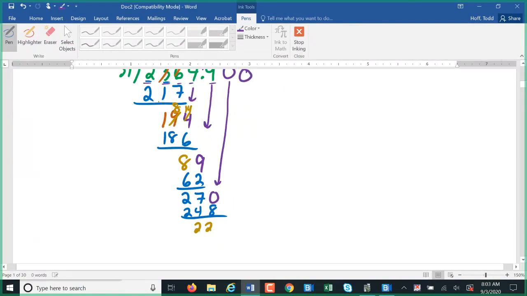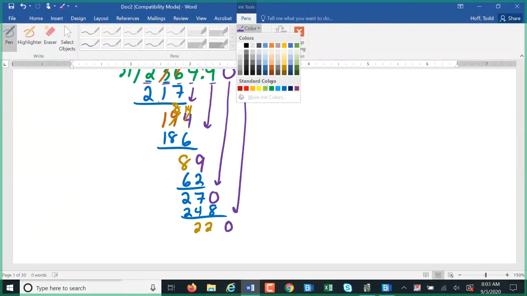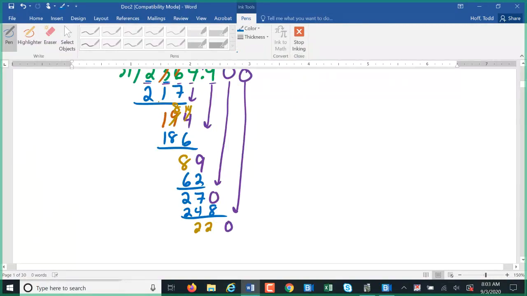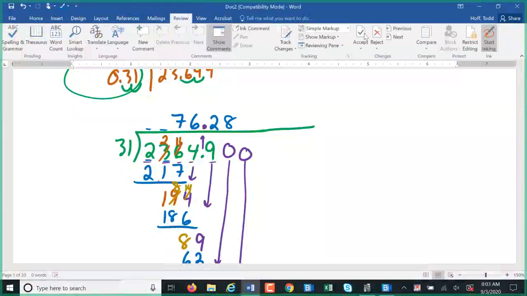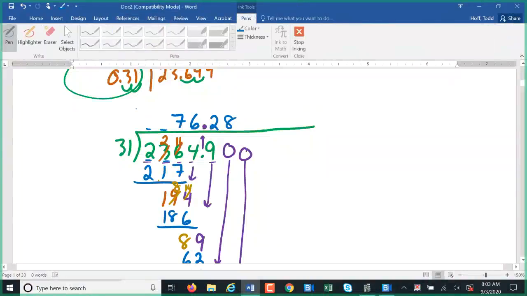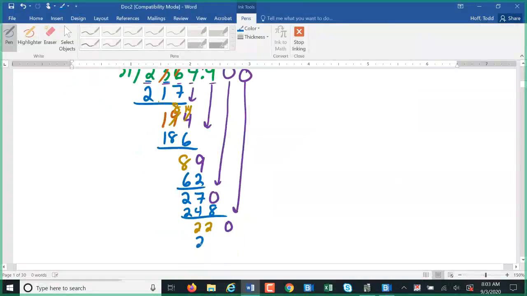We can add another 0 and bring it down. Remember, we said we wanted to go to the nearest thousandth, so we've got to keep going. 31 into 220 goes 7 times. So I'll put a 7 there. 7 times 31 is 217. And I subtract, there's 3 left over.